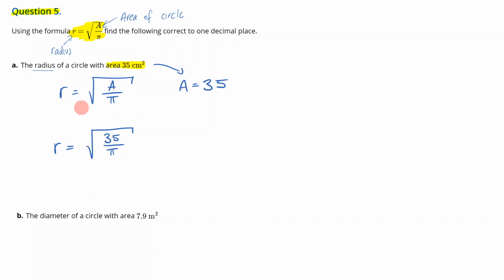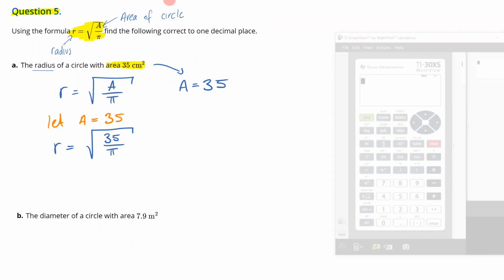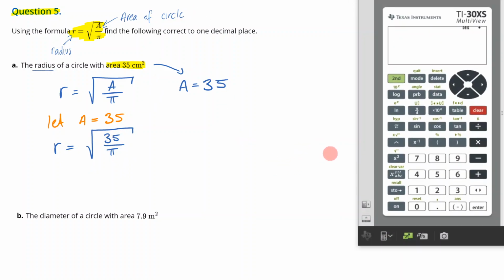So what we're doing in this step, let me write this in orange, is let a be equal to 35, or we're substituting in this value for a. That's what we're doing. And now we have this. Now once we have this, this is when we use our calculator. So we bring up our calculator here. And what am I going to type in? Well, I'm going to go the square root. You click the second, then you hit this button right here.